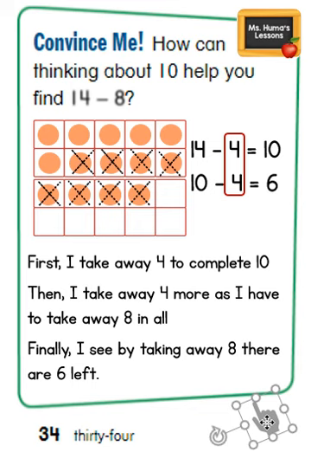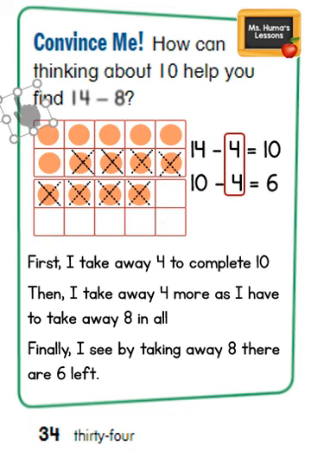Now we are on page number 34, convince me question, and this is from lesson number 8. How can thinking about 10 help you find 14 minus 8? Here we have to see that again we have to do this in 2 steps. They are asking us how we can solve this equation, 14 minus 8, while thinking about 10. That is, we first complete the 10 frame. Then in the second step we will complete the whole process.